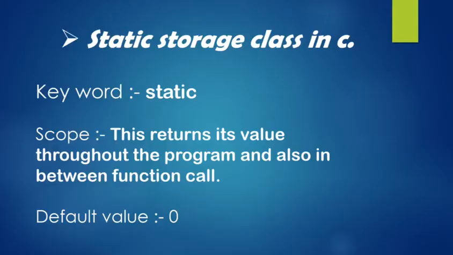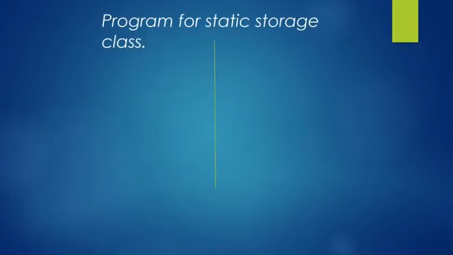The next storage class is static storage class. In this class the keyword used is static. It retains its value throughout the program and also in between function calls. It has a default value of 0. Let us see the program for a static variable.